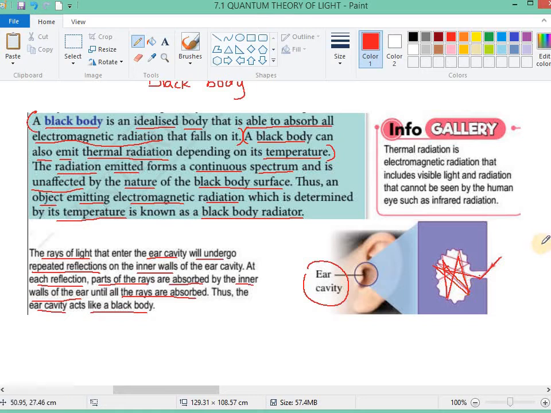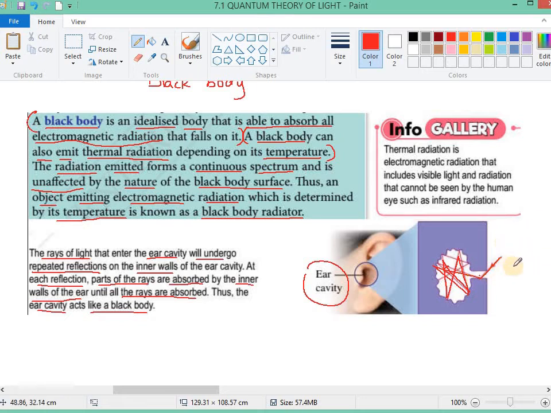However, that is why the ear cavity looks dark. When you look inside the ear cavity, you cannot see anything. It's dark because all the light that goes in, the energy is absorbed by the ear cavity. No light reflects out, so it looks dark inside.